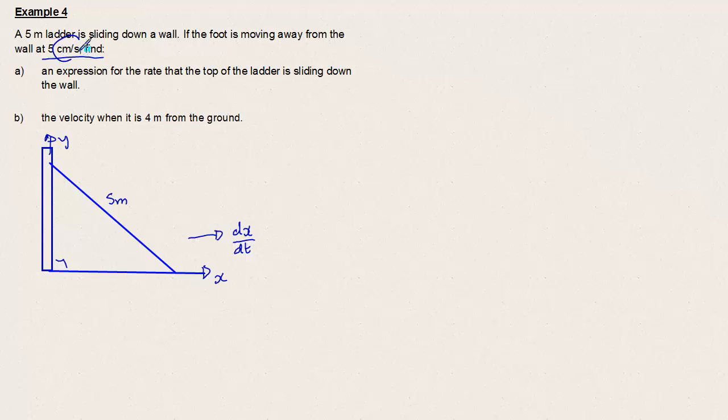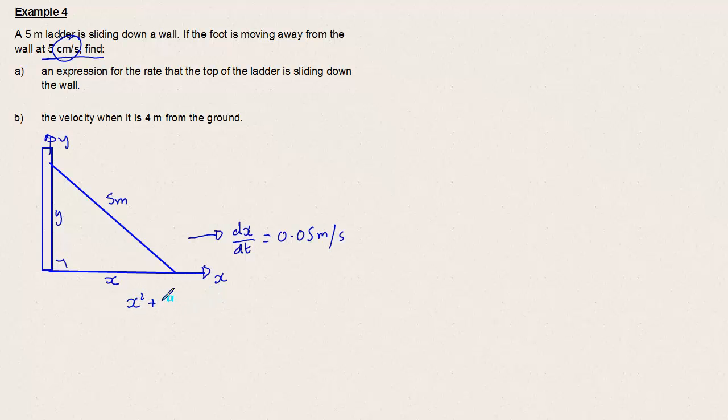Now note this is in centimeters per second, so that's 0.05 meters per second. All of my other distances are in meters, so let's convert this. Now, this is what we're calling x. This distance is what we're calling y.